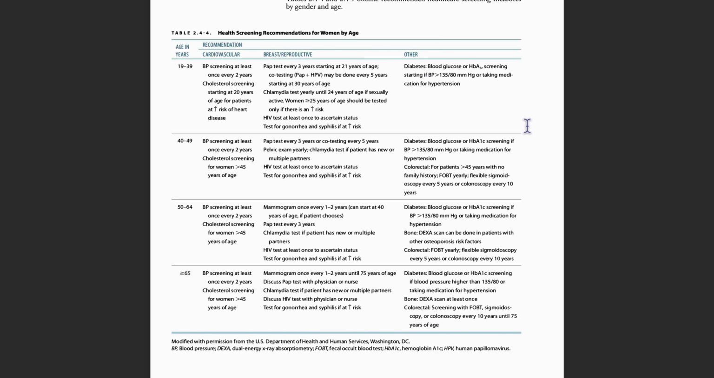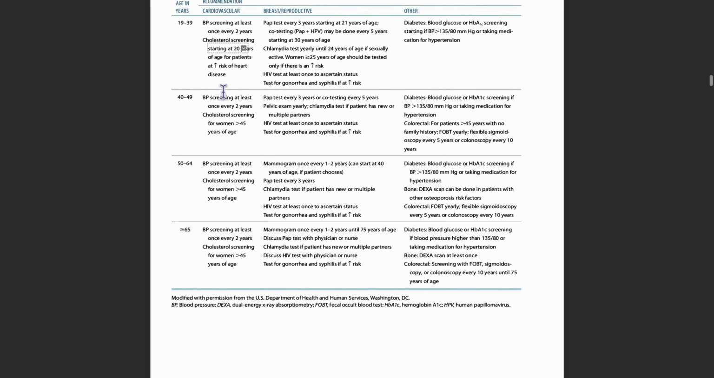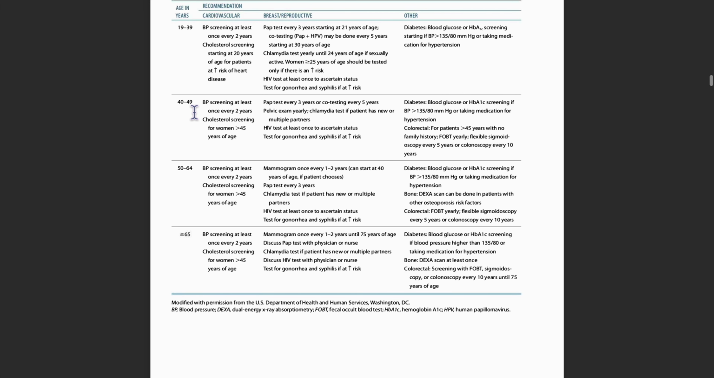And then others: diabetes, blood glucose or HbA1c screening if blood pressure is more than 135 by 80, or taking medications for hypertension. From 40 to 49, blood pressure screening at least once every 2 years. Okay, so we'll continue doing that. Cholesterol screening for women more than 45 years of age. Okay, what was here? Starting at 20 years of age for patients at increased risk for heart disease only. Okay, so this is regardless of the risk status.